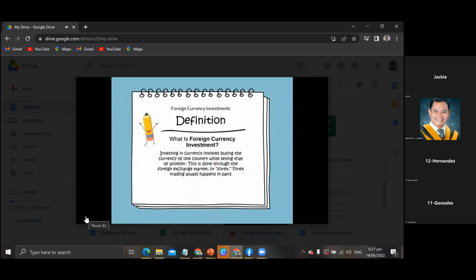What is foreign currency investment? Investing in currency involves buying the currency of one country while selling that of another. This is done through the foreign exchange market, or forex. Forex trading always happens in pairs. Investing in foreign currency can be a great way to diversify your portfolio.